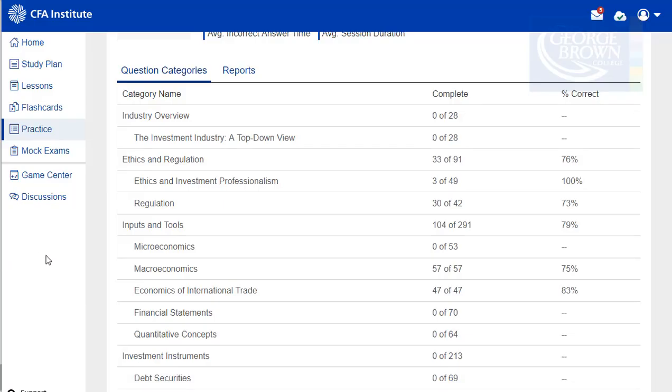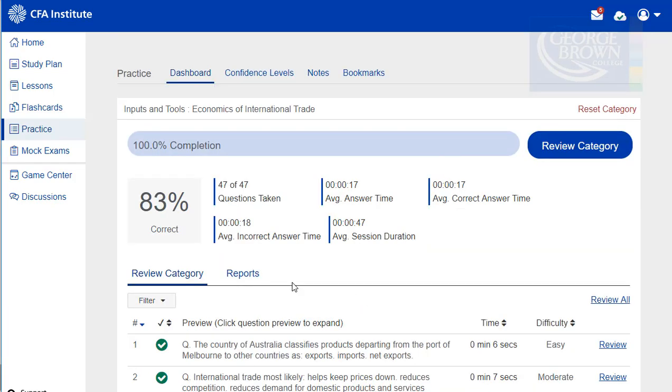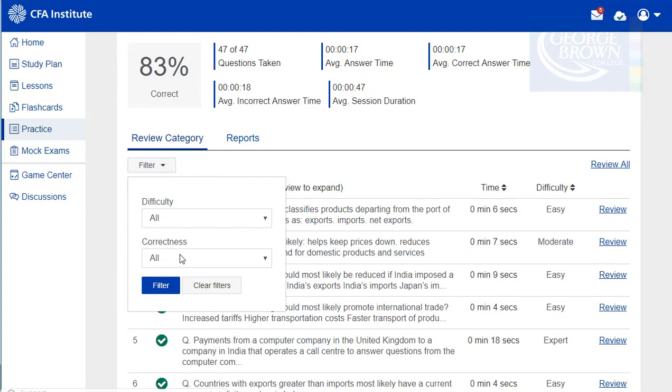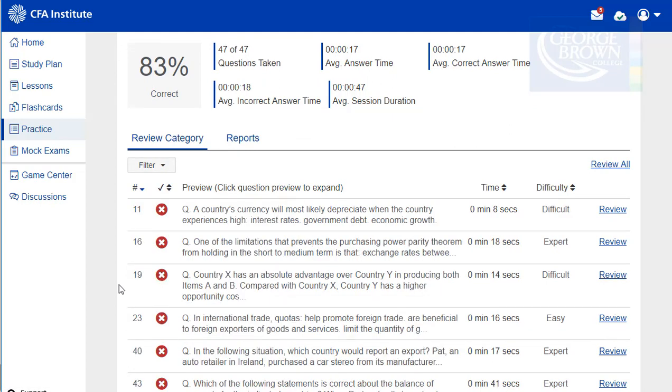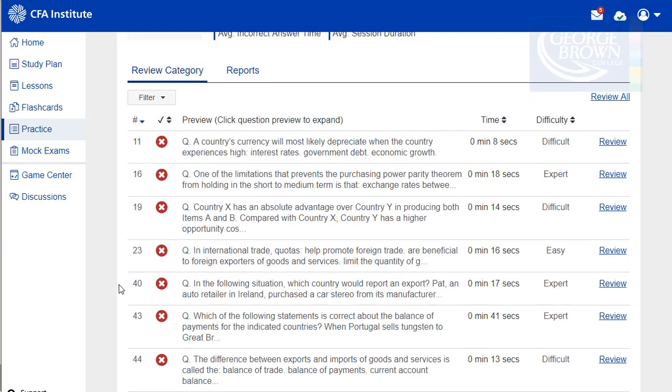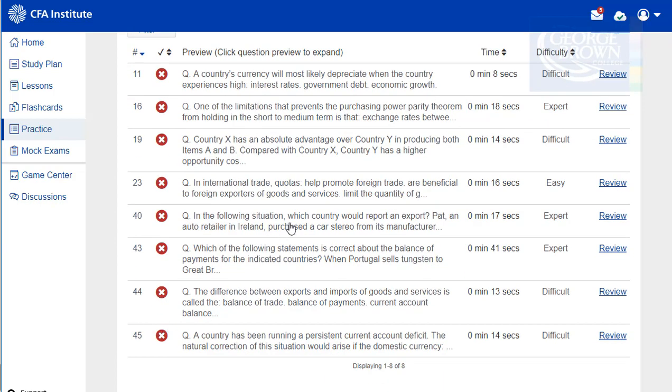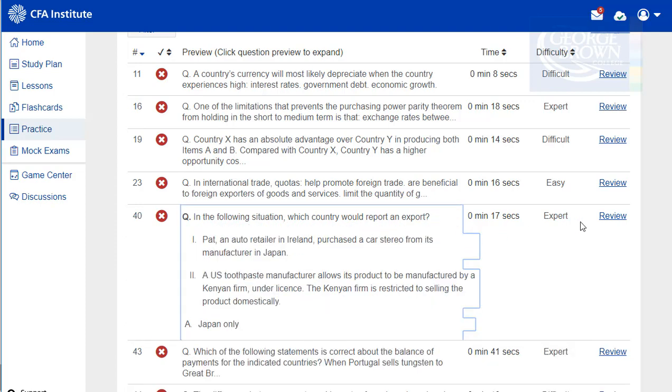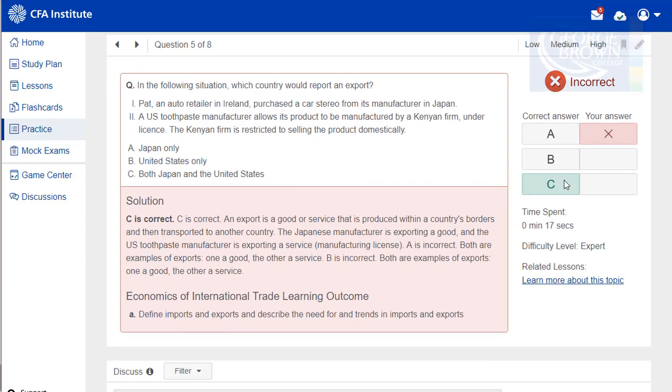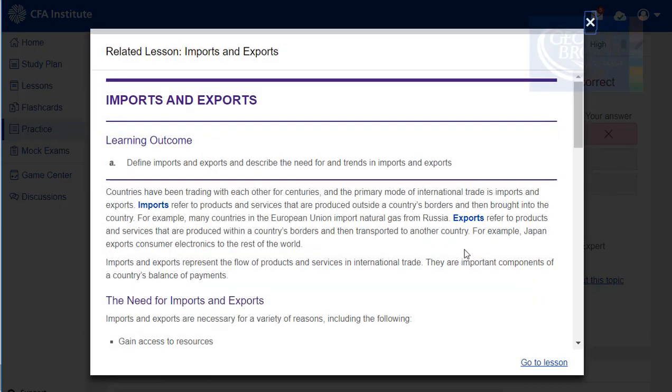So just quickly, I'm in the learning ecosystem. I'm in the practice mode, and you can see economics of international trade. I did 47 questions, 83%, so I'm on track for the exam. I'm going to click in here to review the category. Again, I can filter, and I want to look at my incorrect answers, and that's going to bring them up. You can see I had 8 incorrect, and this was the question that I just showed you that I got incorrect. So I'm going to go back and review it. I had answered A. I didn't understand that a license is exporting a service, so that's why I made my mistake. And then I can go back and learn more about the learning outcome statement.